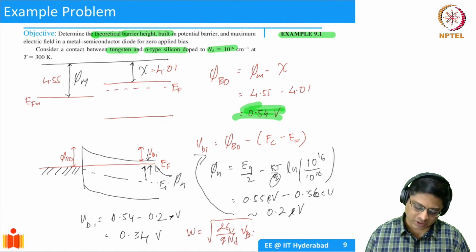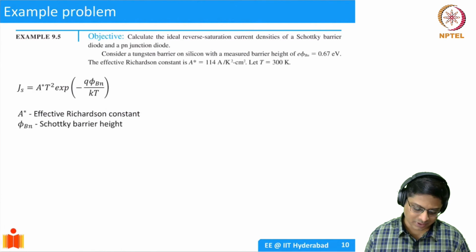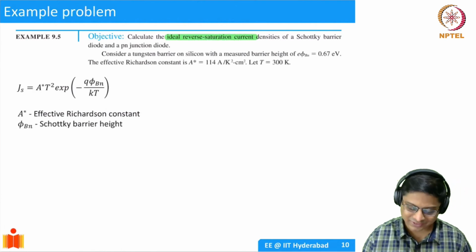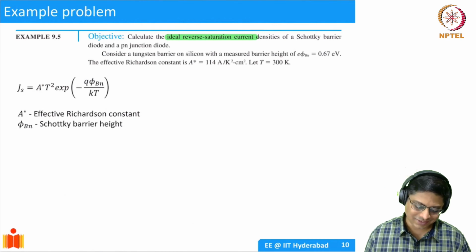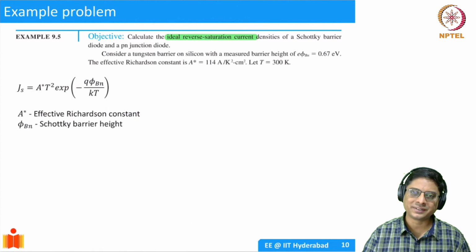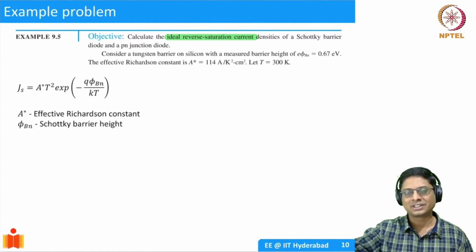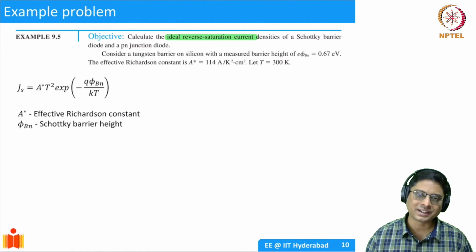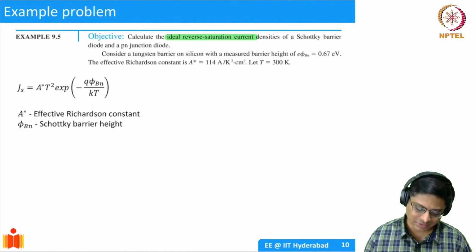Okay. All right. Let's take one more problem. So here the question is to calculate the ideal reverse saturation current. It's going to be some deviation from this. In the ideal case, the reverse saturation current is going to be flat. But in the real case, the barrier is going to be affected by the electric field. So there is going to be some variation in the reverse saturation current. Anyway, we ignore that.